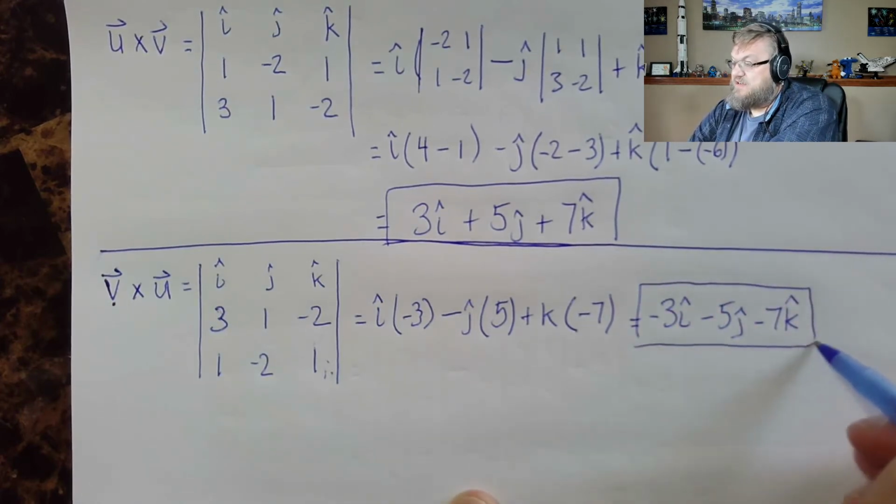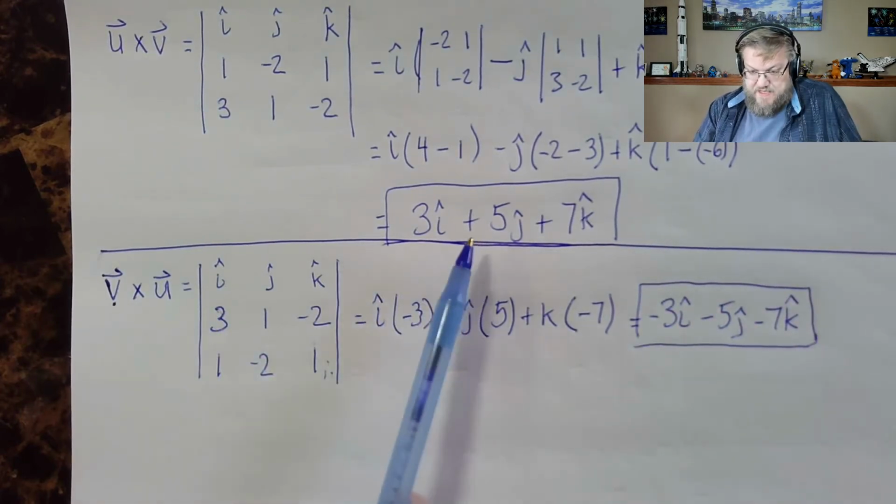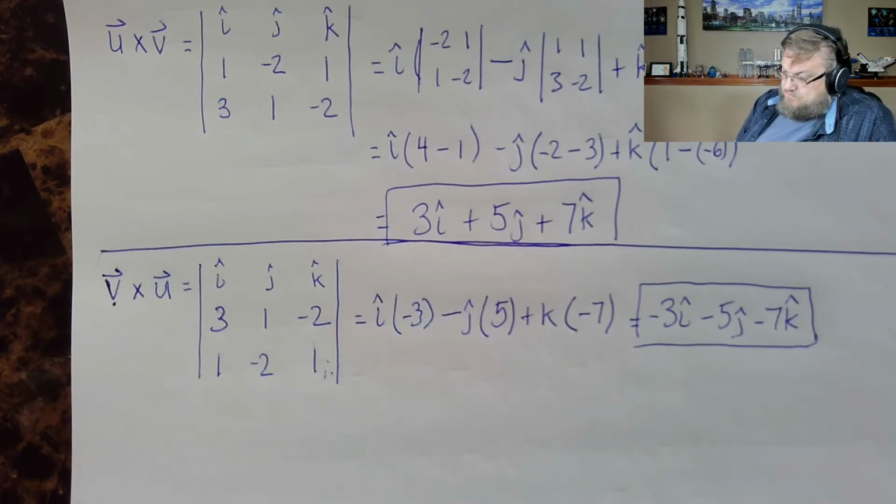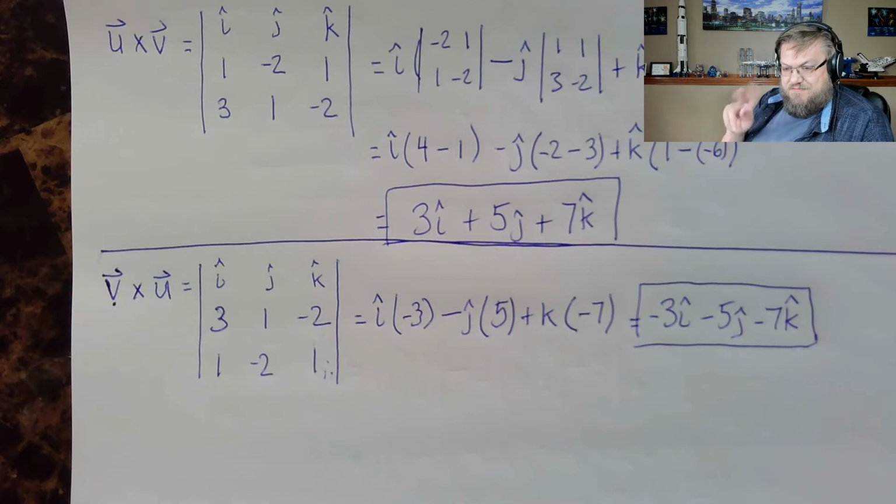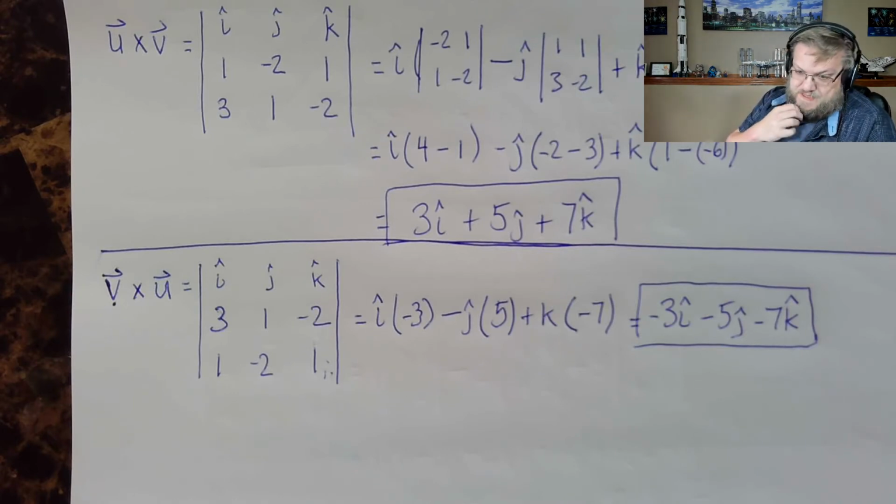And so the first thing I notice here is that I did not get the same vector. So it's not true that u cross v equals v cross u. Uh-oh. So this is a multiplication that is not commutative. You can't swap the order. You don't get the same thing. So order matters in a cross product.